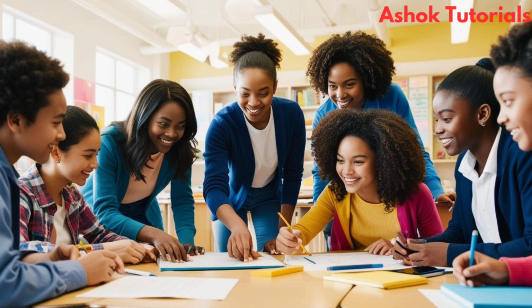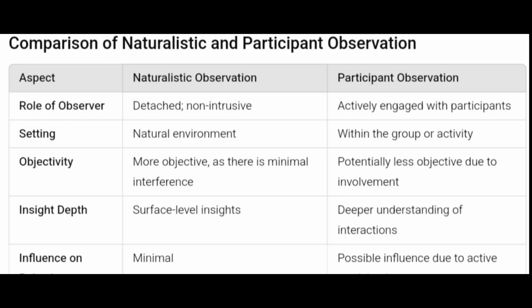But in the participant method, the teacher or the observer himself is taking part in the group activities or is actively engaged in all the activities assigned to the children. So he is in the field with the children, so he is participating there, right? But in the natural method, the observer is not participating.